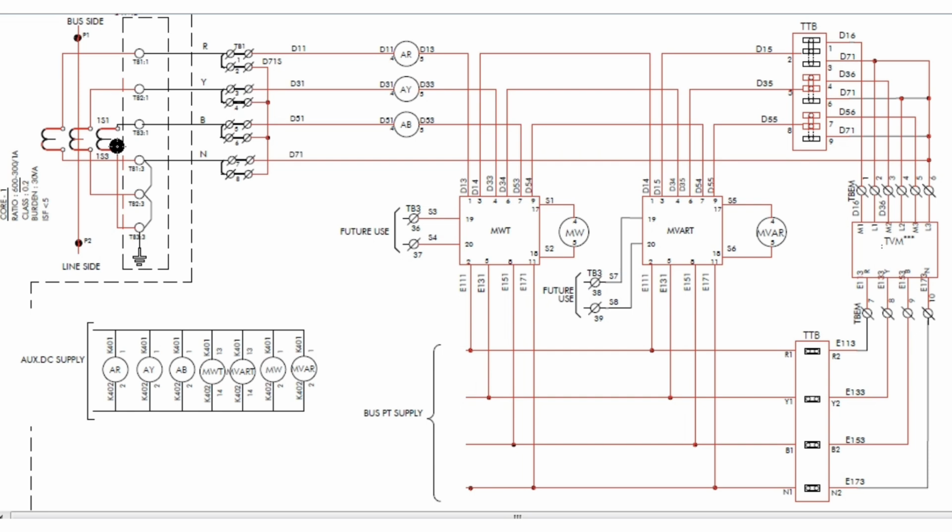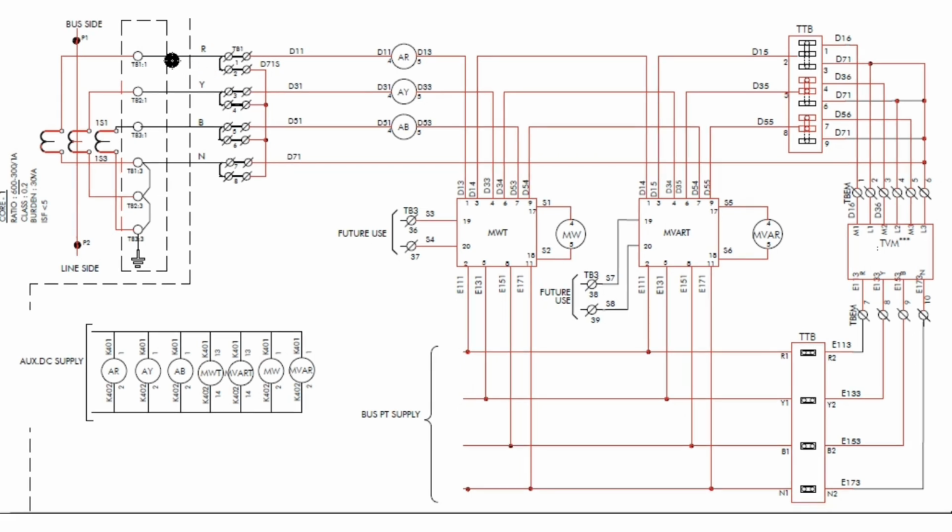From the CT JB, by means of the control cable, that is a 4-core cable, it is connected to the TB in the CRP panel. So TB1 terminals 1, 3, 5 and 7 are connected from the CT JB to the CRP panel for red, yellow, blue and neutral respectively.